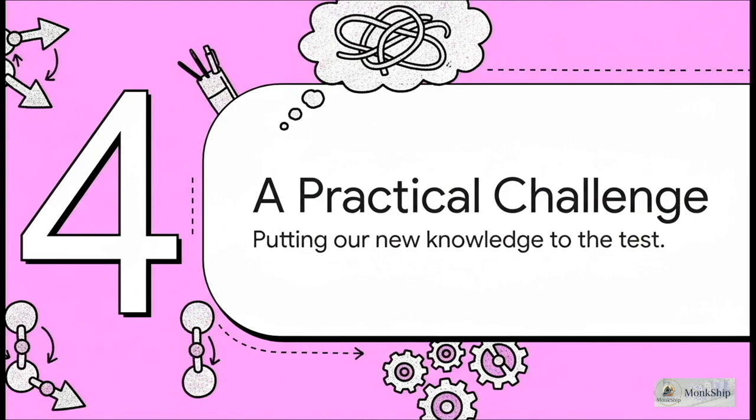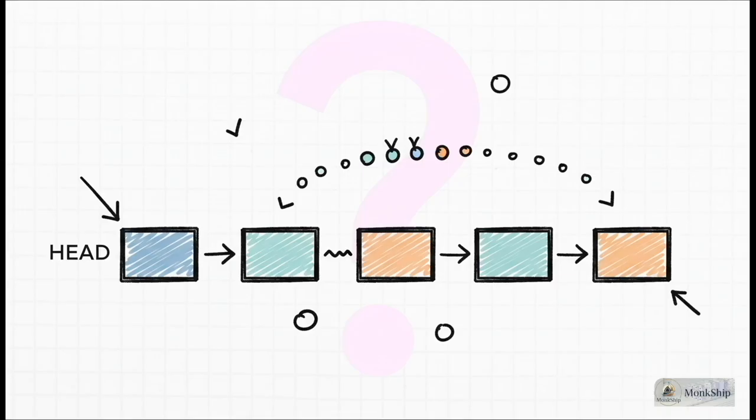All right, so we get the theory, we know how to build one, but how do we actually use this thing in the real world? Let's put this new knowledge to the test with a classic little problem. So here's the puzzle. Someone hands you just the very first node in the list. We call that the head. And they ask you, how many nodes are in this whole chain? How do you figure that out when you can't see the whole list at once?